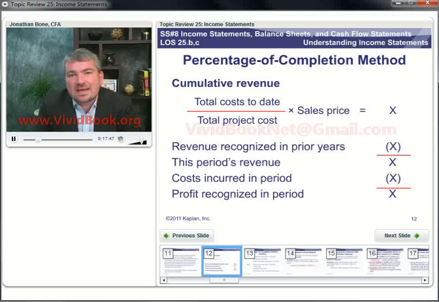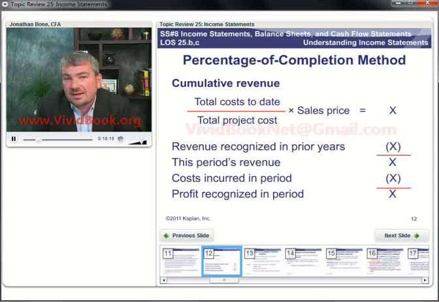Okay, so this is how we're actually going to work out the cumulative revenue to recognise in our income statement. We take the total cost to date over the total project cost. So costs incurred over total project cost times the contracted selling price, and that gives us the cumulative revenue to date. Now, some of that revenue might well have been recognised in previous years, so we need to deduct revenue recognised in previous years' income statements, and that gives us this year's sales figure, this year's revenue figure.